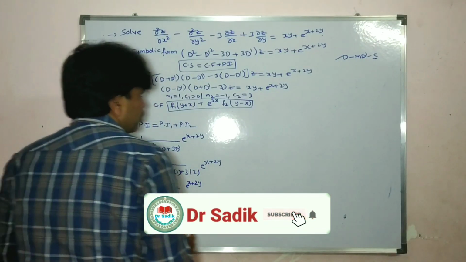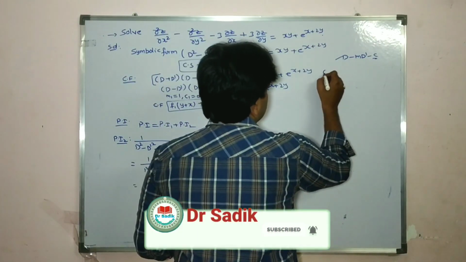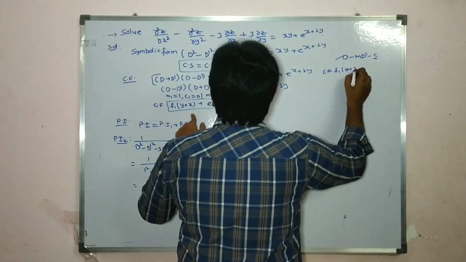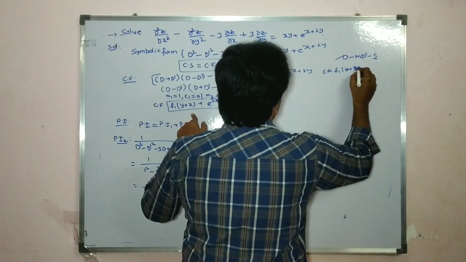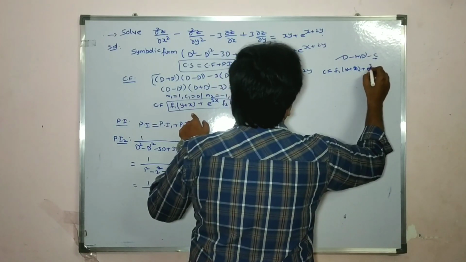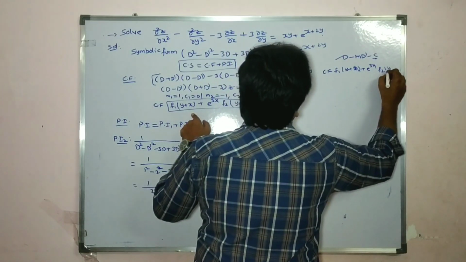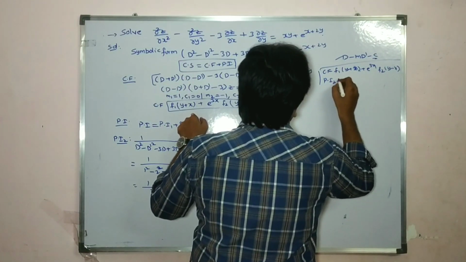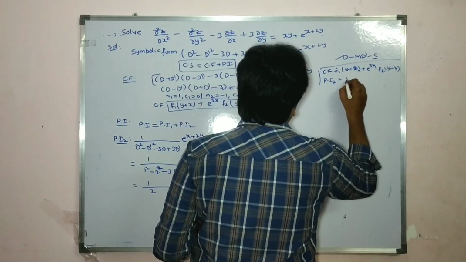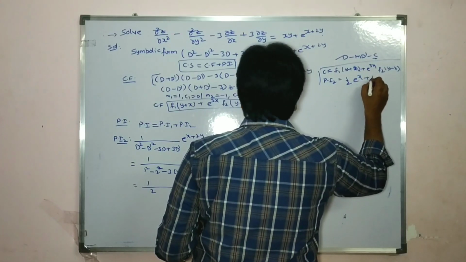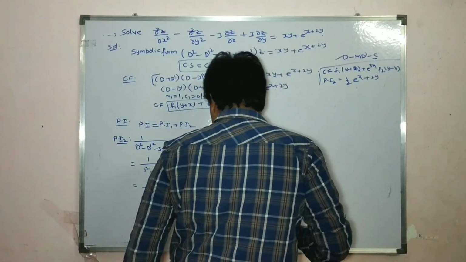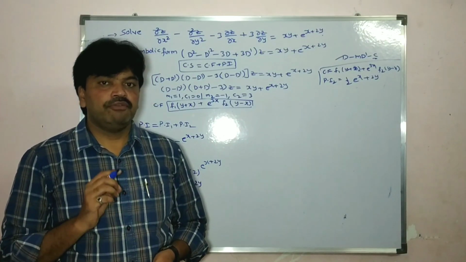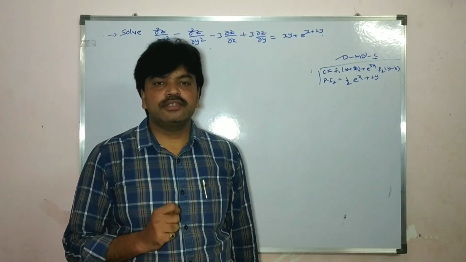I want to write the complementary function here, students. What is the complementary function? f1 of y plus x plus e power 3x f2 of y minus x. And what is particular integral 2, students? Particular integral 2 is 1 by 2 e power x plus 2y. Now let us find particular integral 1, students. Write down, students, particular integral 1.